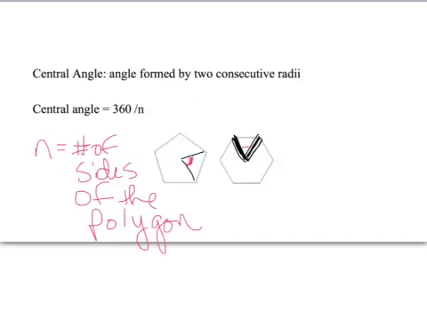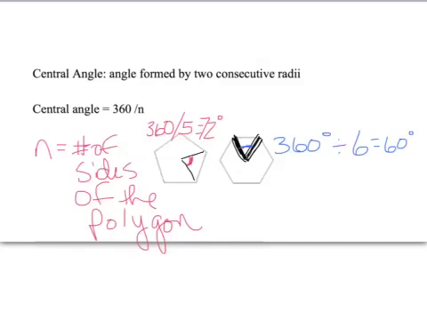And so the measure of this central angle is going to be 360 divided by 5. So it would be 72 degrees. And then the measure of this central angle will be 360 degrees divided by 6. So it will be 60 degrees.